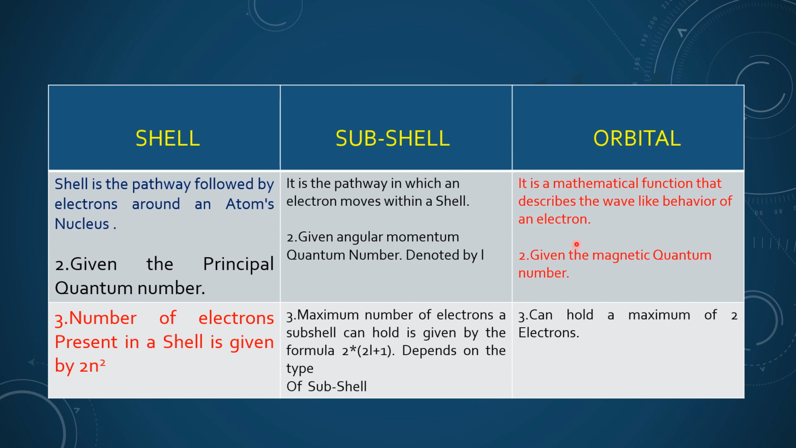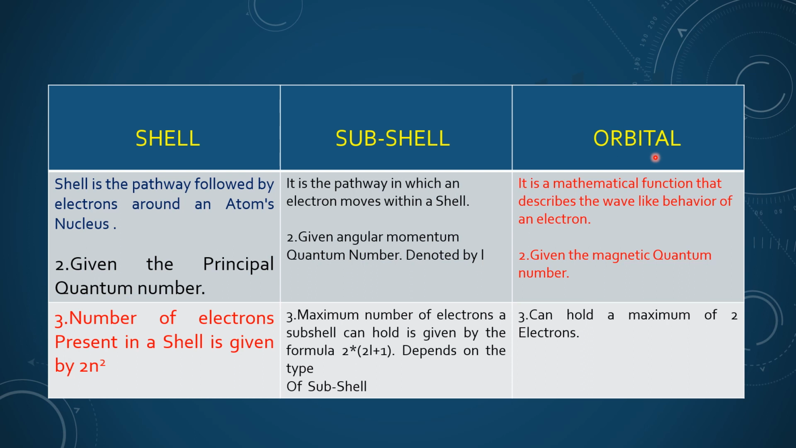Next, come to the orbital. What is an orbital? It is a mathematical function that describes the wave-like behavior of an electron, the orientation of the electron. This is nothing but an orbital.